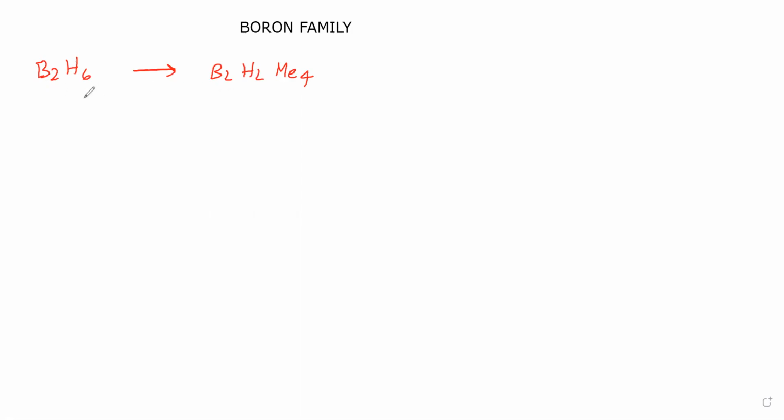That means out of 6 hydrogens, 4 hydrogens are one type, and the remaining 2 hydrogens are another type. So in diborane, all the hydrogens are not in the same chemical environment. In diborane, 4 hydrogens are one type, and the other 2 hydrogens are another type.